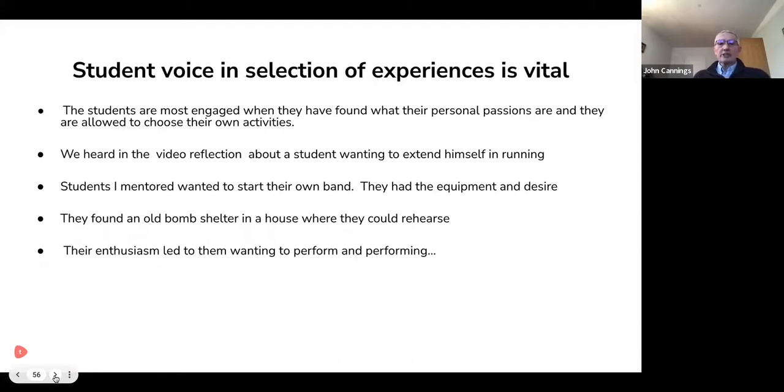And I think a student voice and selection of experiences is absolutely vital. And students are most engaged when they've found what their personal passions are, and they're allowed to choose their own activities. One anecdote I'll share with you that was important: a group of students that weren't particularly into CAS wanted to start their own band, and they said this could be for creativity. They had the equipment and the desire. They found an old bomb shelter. Now, these are common in old houses in Switzerland, where they could rehearse. And their enthusiasm led them to other things in CAS, and also to them wanting to perform and performing in public. So we can move on.